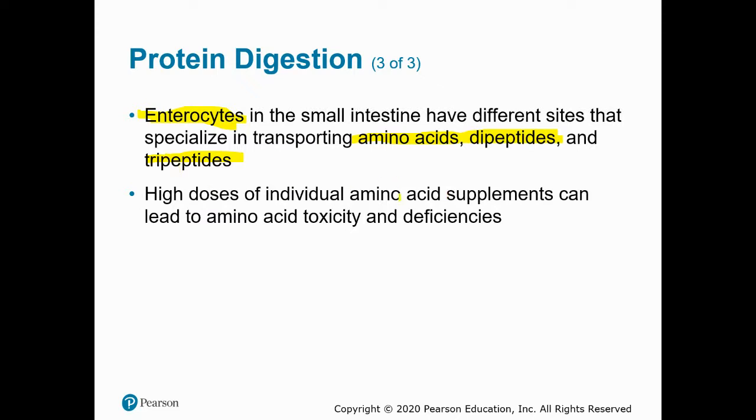High doses of individual amino acid supplements can lead to an amino acid toxicity, as well as potential deficiencies of other amino acids. So I don't really recommend supplementing with amino acids. Of course, that's something to talk to anyone's primary care provider about, but there's plenty of amino acid in our food. It's just a matter of eating enough and eating a good variety of protein-rich foods.